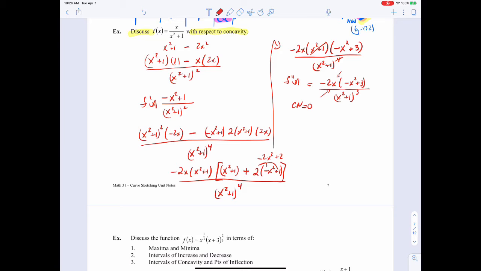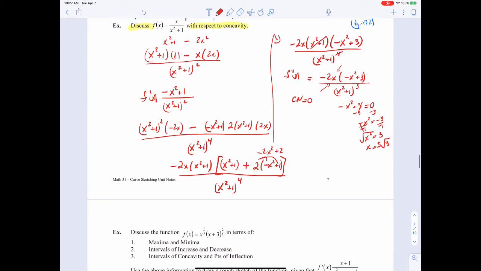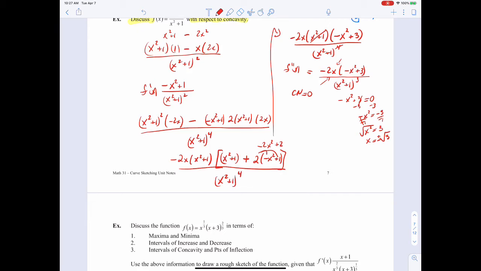And now I have negative x squared plus 3. What makes that equal 0? I move the 3 to the other side. Negative x squared equals negative 3. Divide by negative 1. x squared equals 3. So now I have plus and minus the root of 3. So with my critical numbers, I have to make my chart. I go from negative infinity to negative root 3, negative root 3 to 0, 0 to positive root 3, and then root 3 to infinity. Those are all my boundaries.